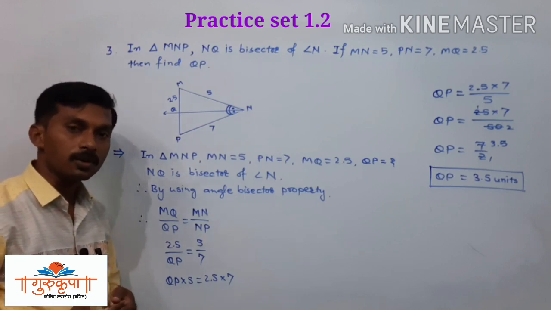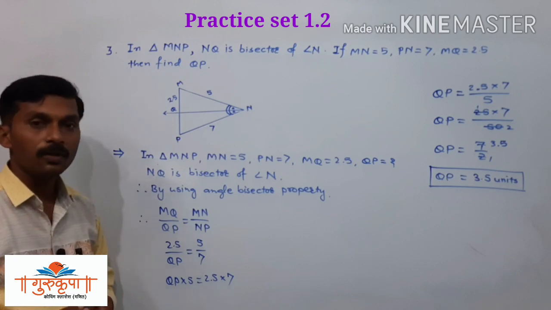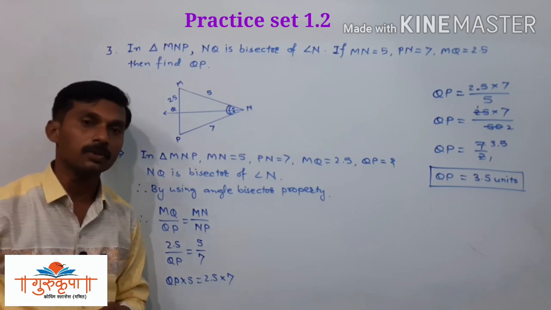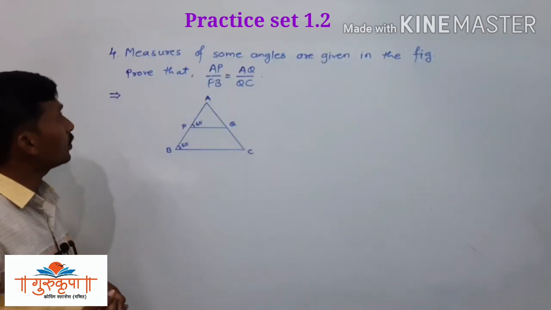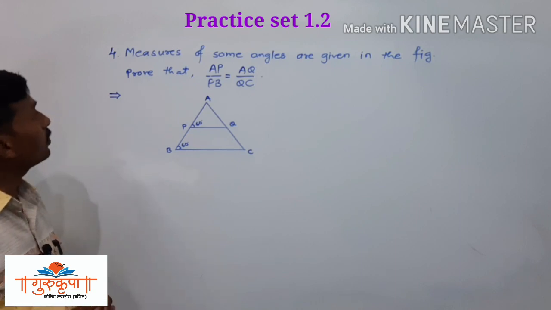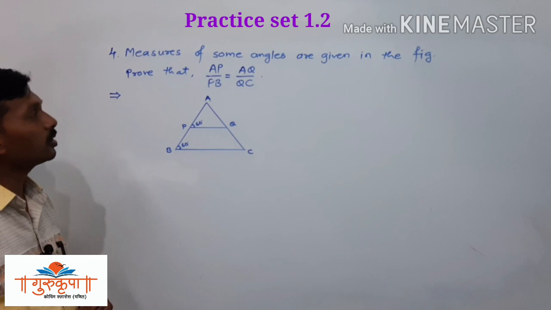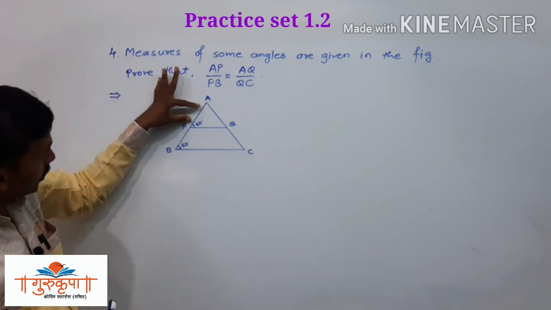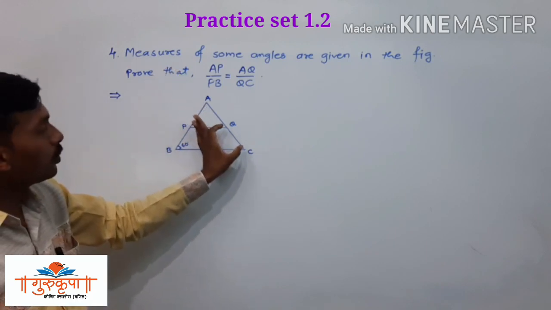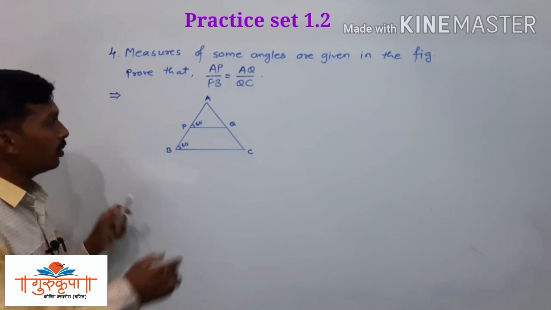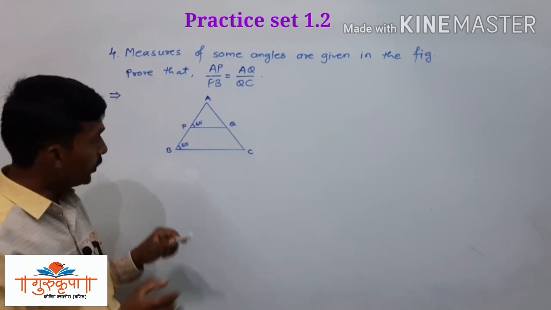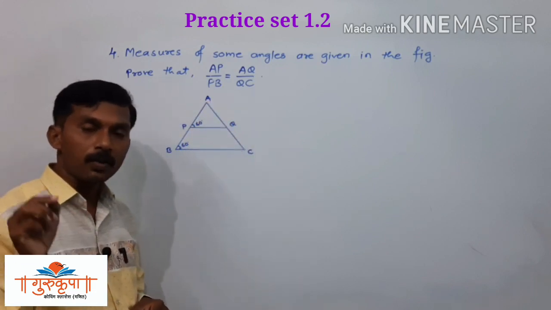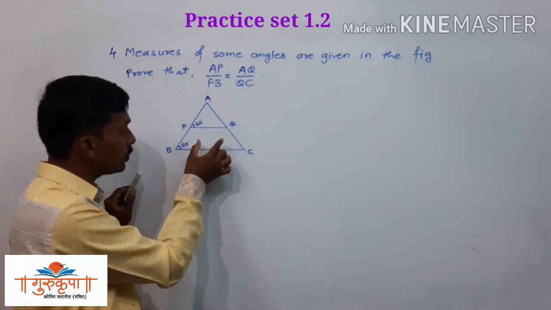Now we will take the fourth question from the practice set 1.2, that is question number 4. Measures of some angles are given in the figure. Prove that AP upon PB is equal to AQ upon QC. We have to prove that AP upon PB is equal to AQ upon QC. And we can prove this if and only if we prove that PQ is parallel to BC.